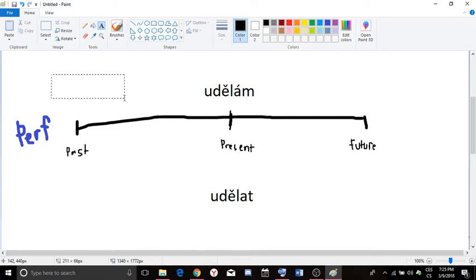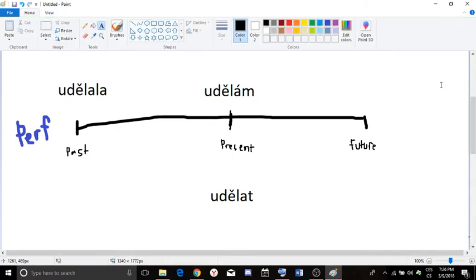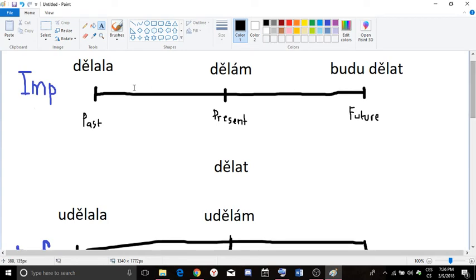Udělala. Again, it's the exact same conjugation. The only difference is that I add the u. Udělala means I finished it. So again, with the imperfective, you started it in the past, but it is unknown whether you have finished it. It just means it was ongoing in the past. In this case here, it was done, and it was done once.